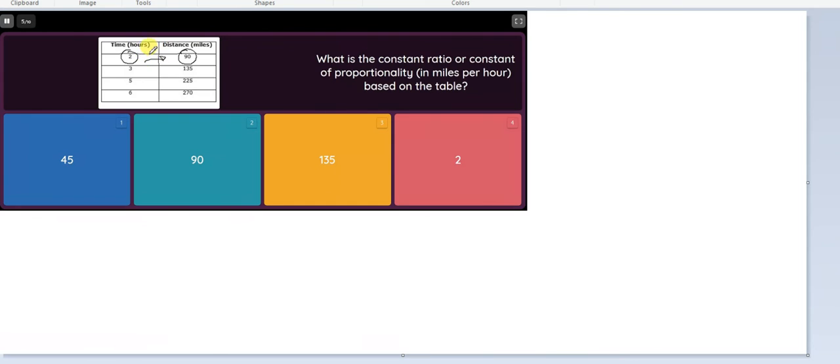It's what you could multiply each number on the left by to get each number on the right. So 45, that's it.